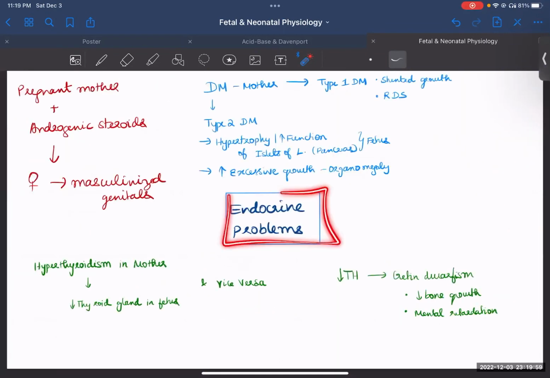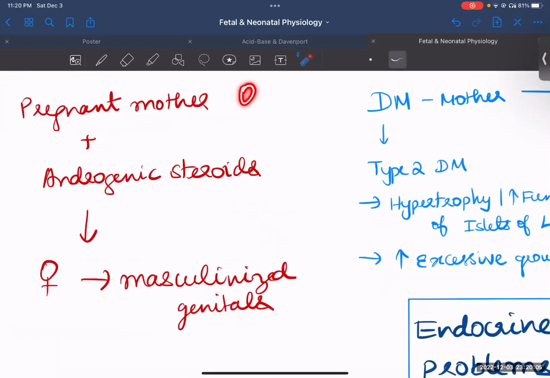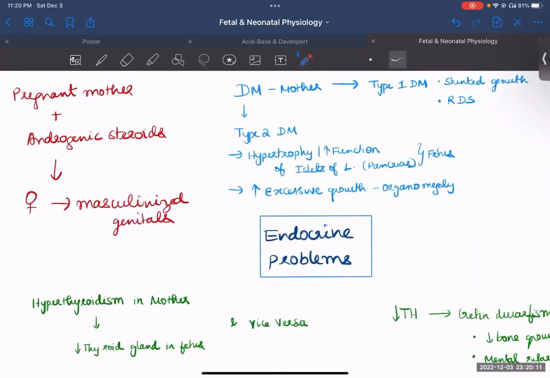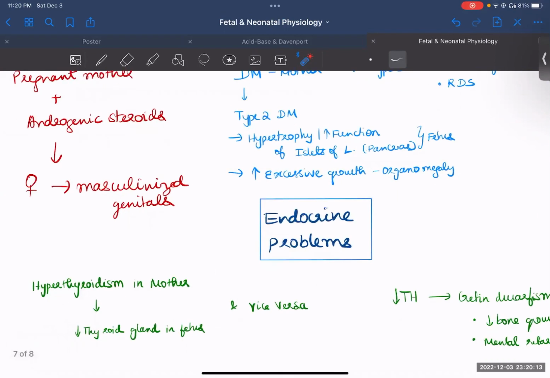What about endocrine problems? Now, this gets interesting. You see, you have a pregnant mother with a female fetus. Okay. And this mother is going to take androgenic steroids. Androgenic steroids are testosterone and all the male hormones. Now, what is going to happen? Those hormones are going to go to the female fetus and it's going to masculinize the genitals. So as a result, the female will have enlarged clitoris and will have masculine characters. Okay.